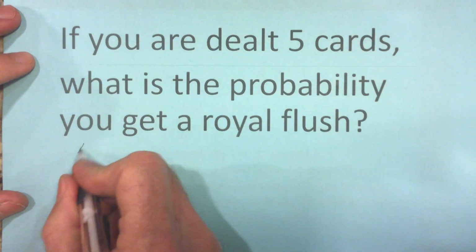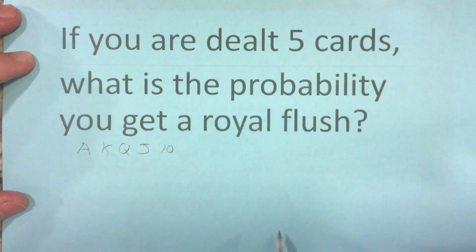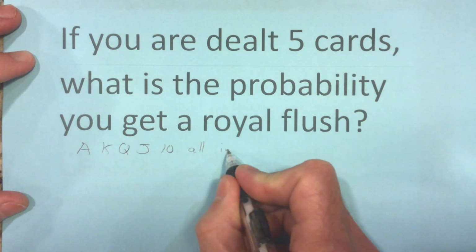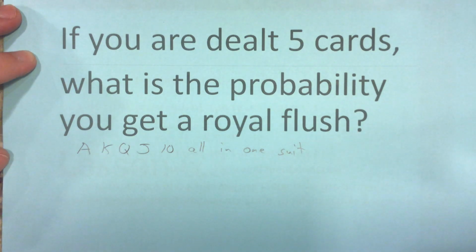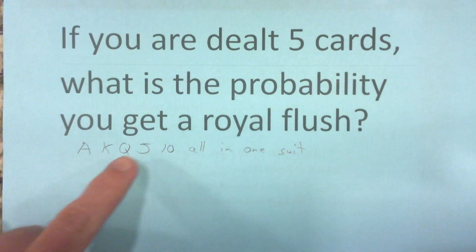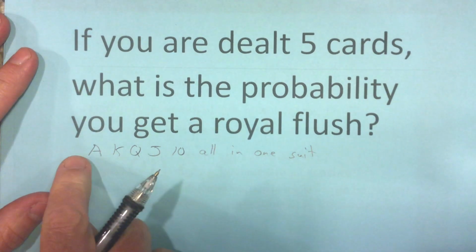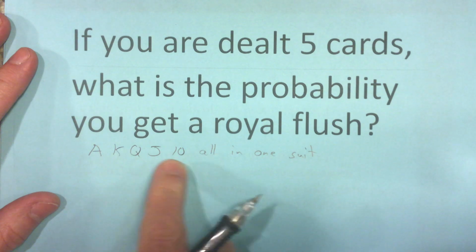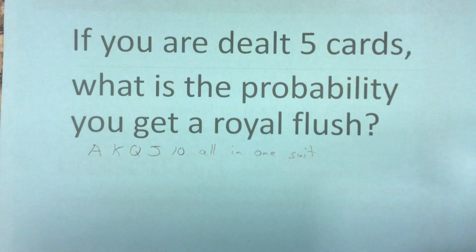Okay, a royal flush is an ace, king, queen, jack, 10, all in one suit. Doesn't matter which suit, it can be any suit. And for those of you that don't know how poker works, it doesn't matter what order you are dealt these 5 cards. They could come to you in any order. All that matters is that you possess these 5 cards and that they are all in the same suit. So pause the video and give this problem a shot.